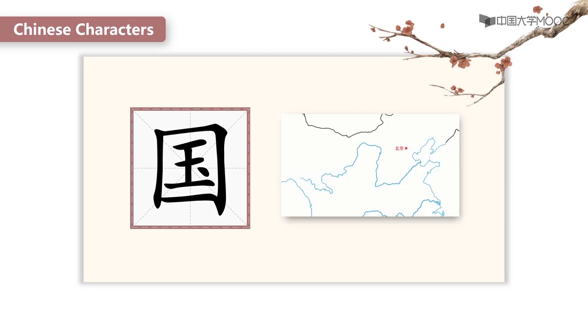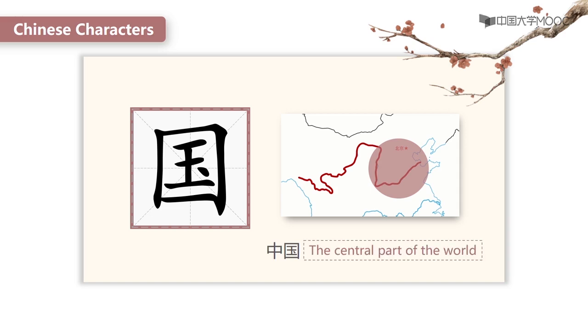It is well known that the Yellow River is the birthplace of Chinese civilization. In the old days, 中国 refers to the areas along the middle and the lower reaches of the Yellow River, which was considered to be the center of the world at that time. So 中国 means the central part of the world, but now 国 means country.